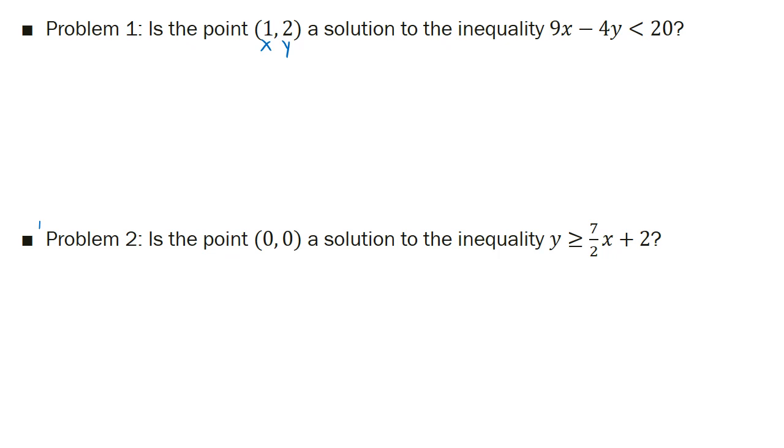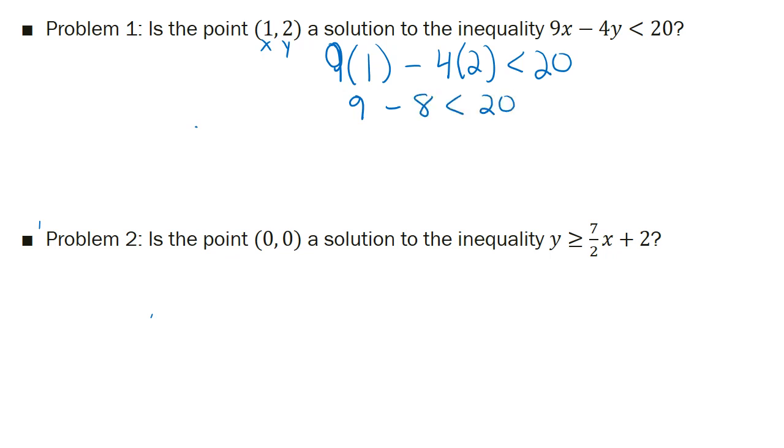So we'll have 9 times 1 minus 4 times 2 less than 20. From there, 9 times 1 is 9, 4 times 2 is 8, and so 9 minus 8 is going to give us 1. Is 1 less than 20? The answer is yes. Well, if you have a yes, then the point (1, 2) is a solution.